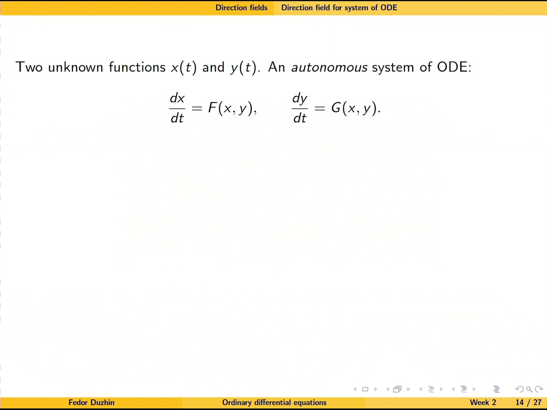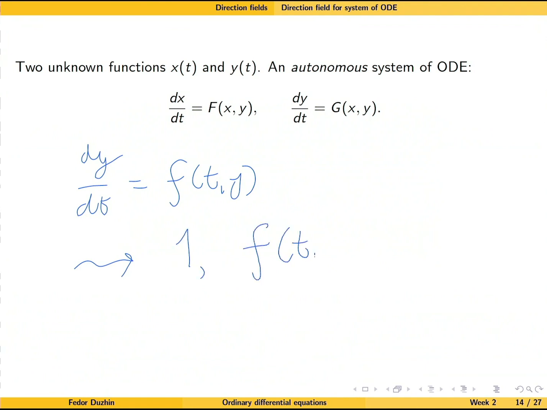When we define the direction field of a first order ordinary differential equation dy/dt equals f of t, why? The direction field is the field with two entries, and the first component is 1, and the second component is f of t and y. You probably wonder what the reason is to assign the first component to be 1, and here is why.